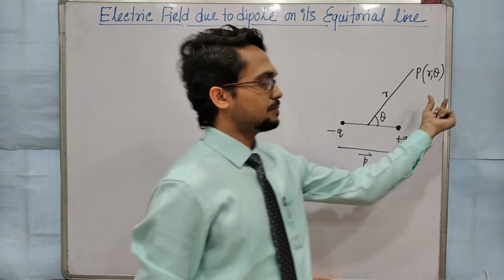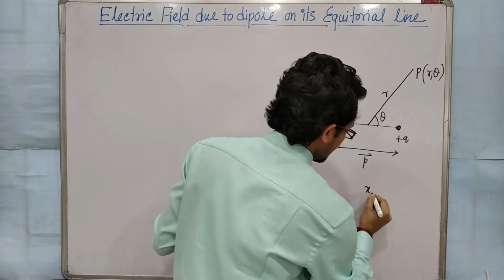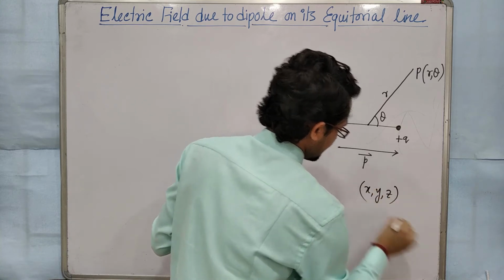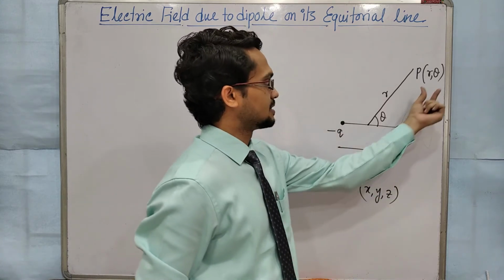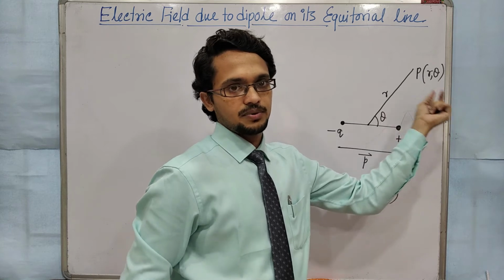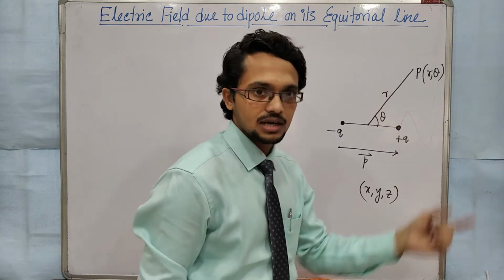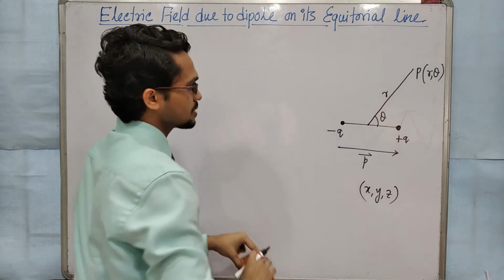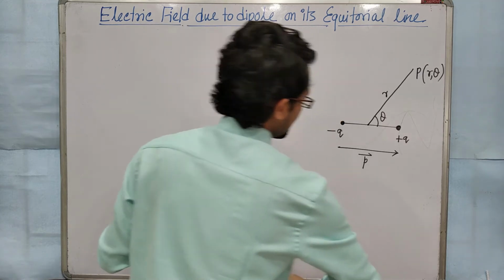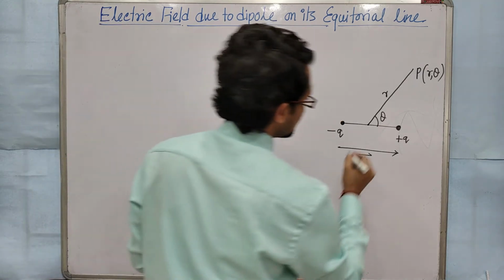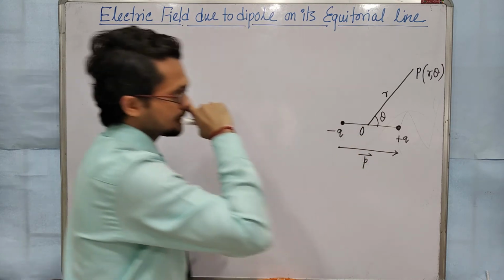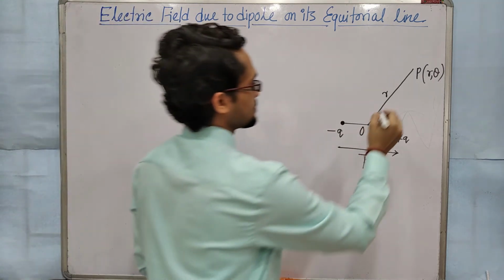So this is basically the polar coordinate, like x, y, z that we write. This is the Cartesian coordinate, and this is another representation of a point, that is polar coordinate. So here, how to find the electric field intensity at this point?